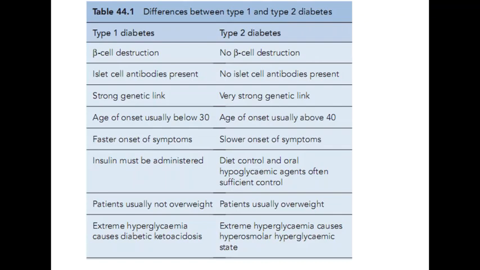In type 1 diabetes, patients are not overweight, but in type 2, patients are usually overweight. And in type 1 diabetes, extreme hyperglycemia causes a condition called diabetic ketoacidosis. But in case of type 2 diabetes, extreme hyperglycemia causes hyperosmolar hyperglycemic state.